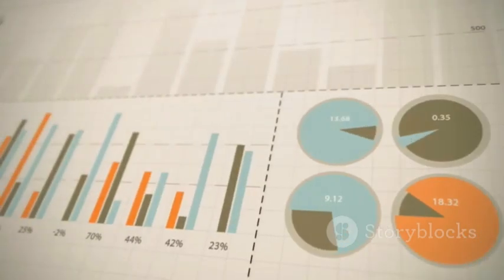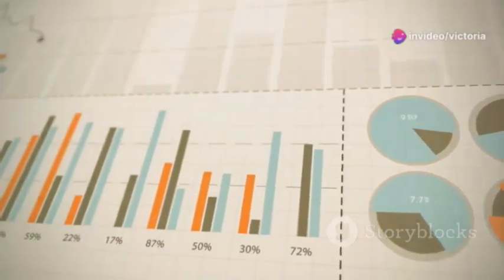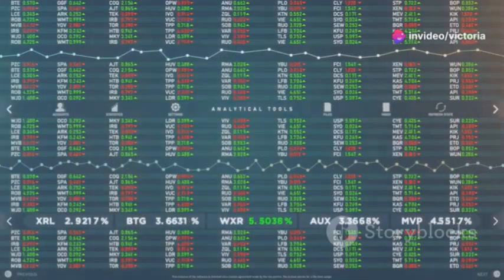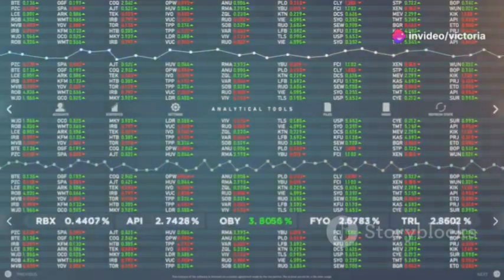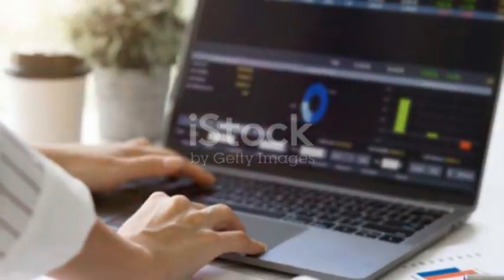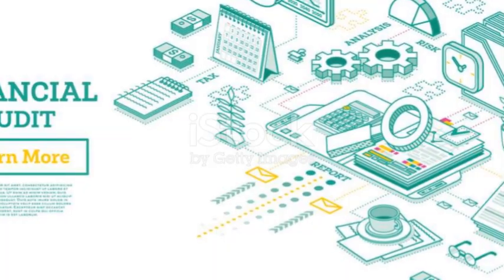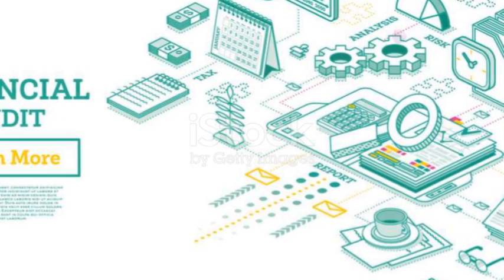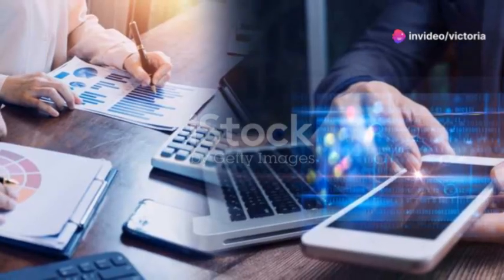It's a snapshot of a company's financial health at a specific moment. It tells you what the company owns, assets, what it owes, liabilities, and what's left over for the owners, equity. The balance sheet is your starting point. It's the foundation for understanding a company's financial position, but it's just the beginning of our journey.